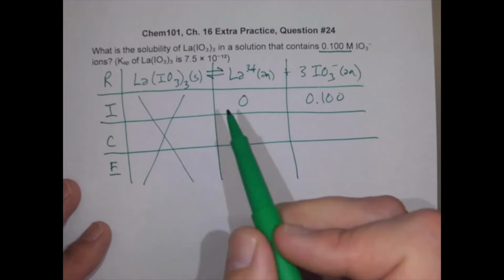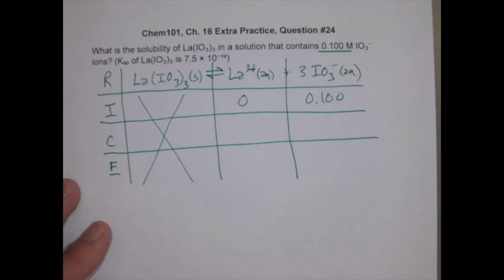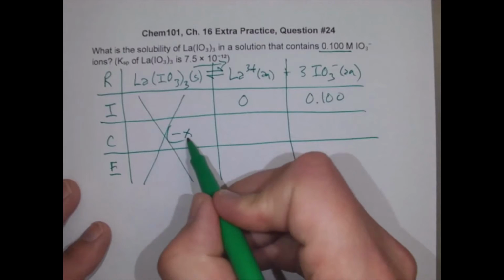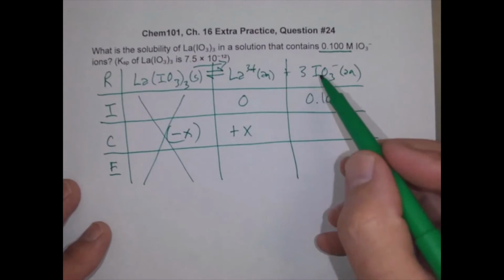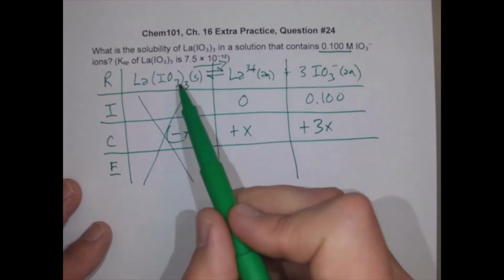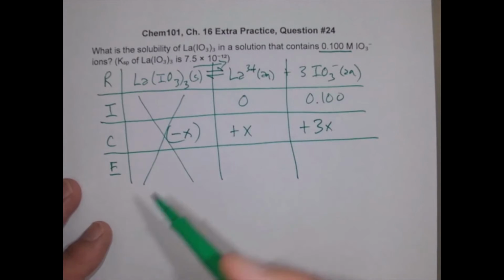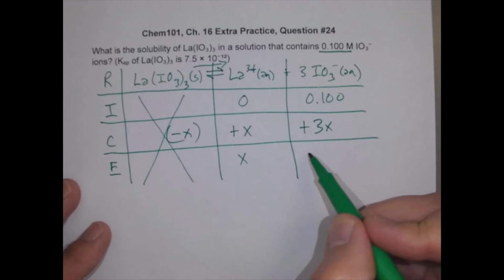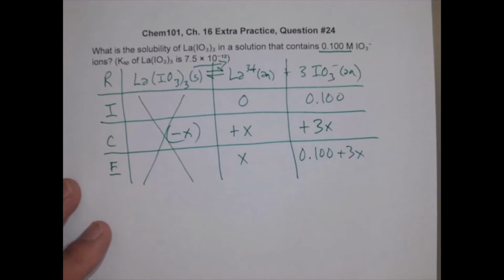Okay. But the change is the same. It's still going to shift to the right because nature's not going to like the fact that I have 0 amount of these lanthanum ions when I have this reversible reaction. So it's going to shift to the right, and so I'm going to lose X amount of the solid to gain X amount of that ion, and then 3X amount of the iodate, because for every one of these that I dissolve, I produce 1 of these and 3 of these. So I bring the columns down, and this becomes X, and this becomes 0.100 plus 3X, right?